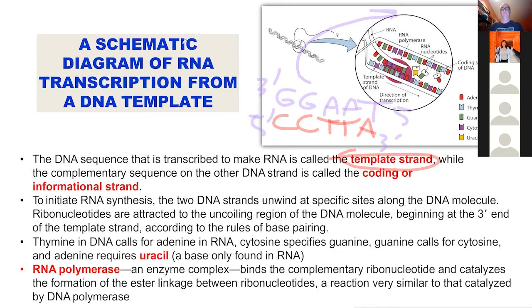So you have to unwind that sequence somewhere in the middle. And again, there are enzymes that help pull the two strands apart. And as I mentioned, there's normally an AT rich region that makes it easier to pull them apart.